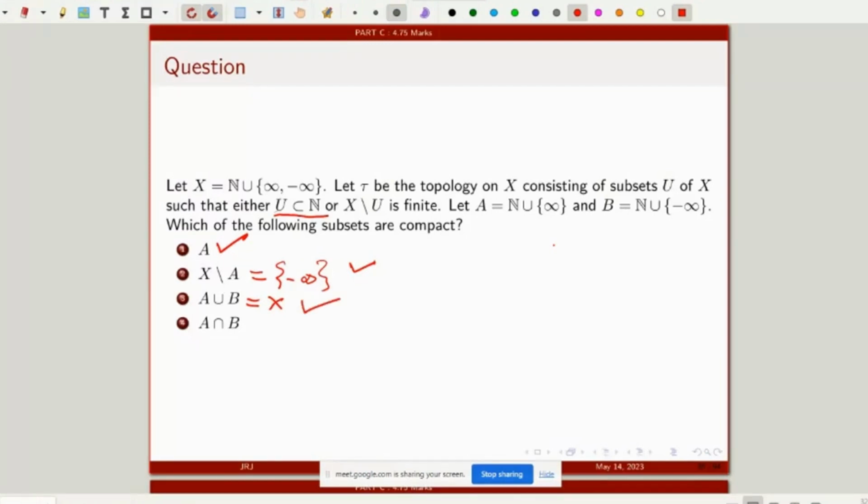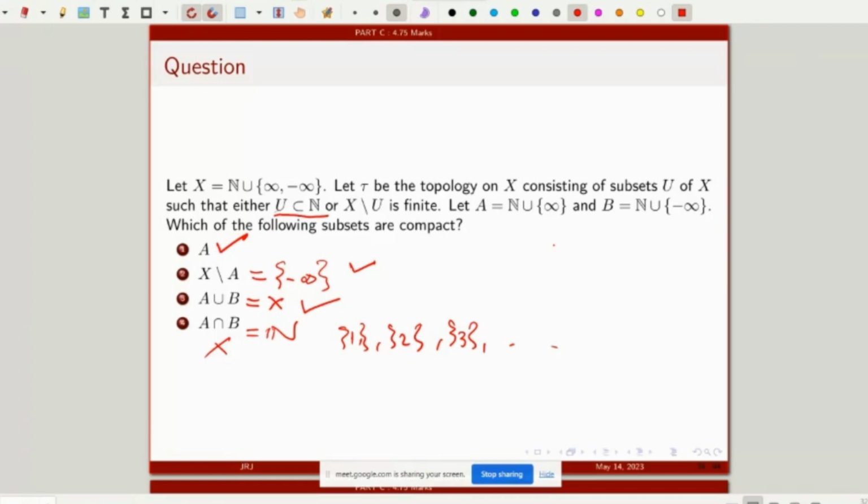Now what about A intersection B? A intersection B is N. Will it be compact? Ma'am, no. Whenever we don't include infinity, you can take singletons, singleton 1, singleton 2. This cover you can take, which will not produce a finite subcover. So this is not compact.